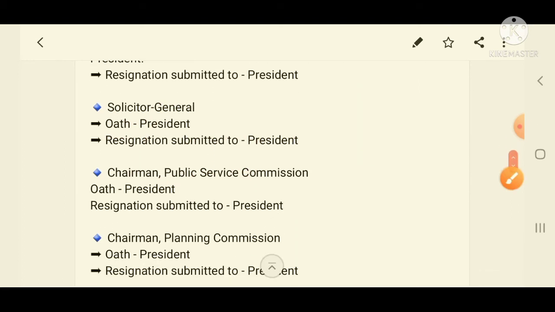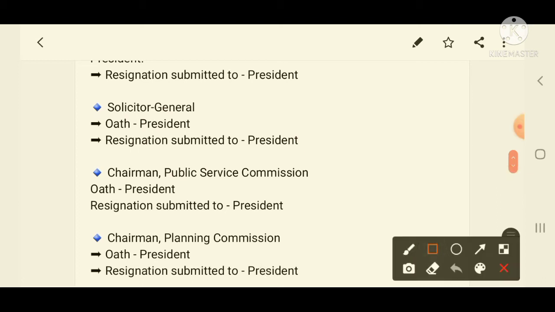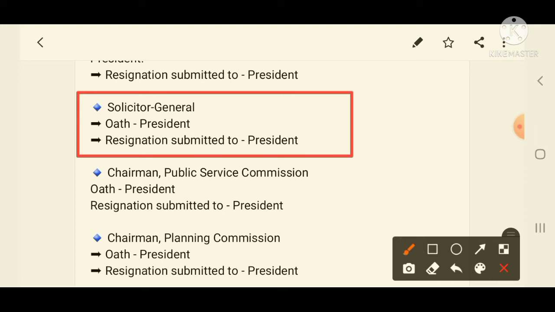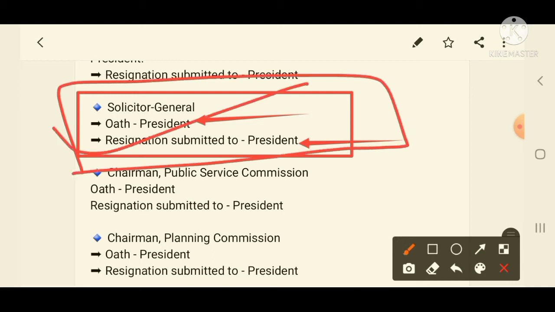The next post coming in line is Solicitor General of India. The Solicitor General of India is given oath by the President of India and he submits his resignation again to the President of India. I think all of you have got a clear-cut idea regarding this Solicitor General.